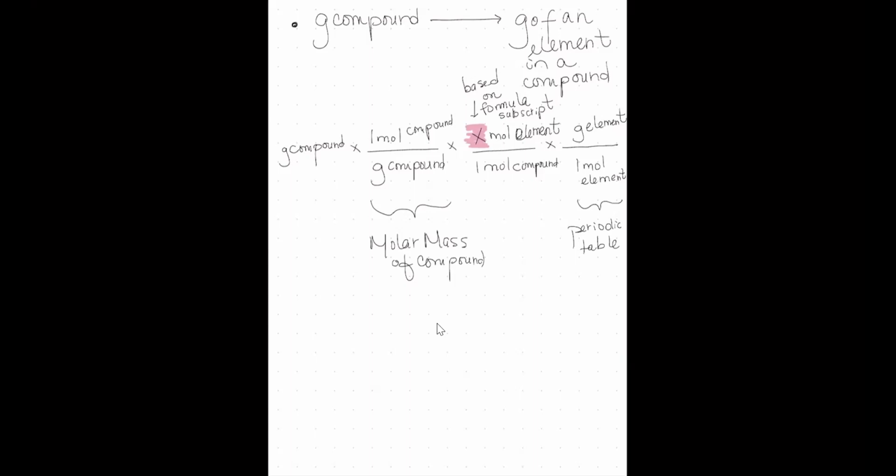So wherever you see the X, you need to find that information somewhere. This X comes from the molar mass of the compound. This X comes from the formula subscript. This X comes from the periodic table. Let's practice at least one problem, because this one is the one that gives students a little bit of a headache.